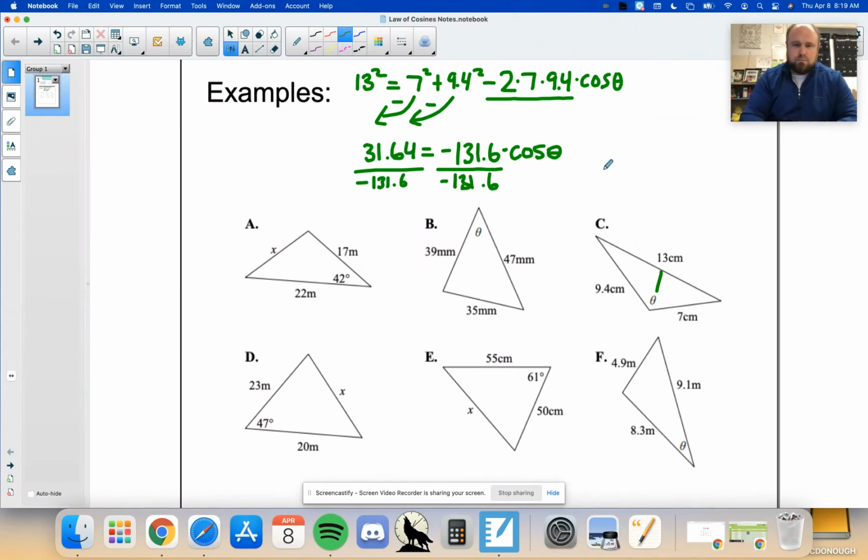So 31.64 divided by a negative 131.6, and you end up getting negative 0.2404. And I like to go to 4 decimal places. I guess it's just a personal preference. And that is equal to what's left, which is just simply the cosine of theta.